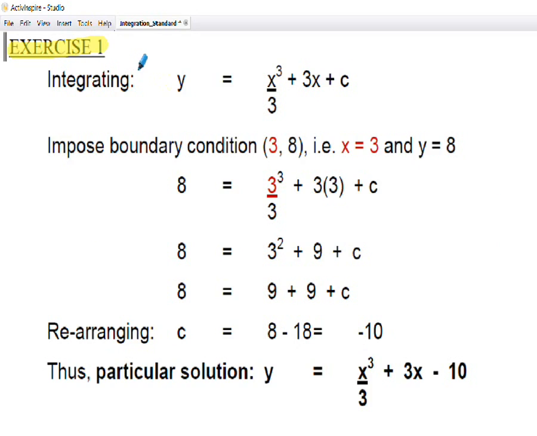Exercise 1 continued. I just repeated the general solution for convenience. I'm going to now impose the boundary condition into the general solution. We're given that x is equal to 3 and y is equal to 8. So all I do now is put the y is equal to 8 on the left hand side and the x equal to 3. Wherever I have an x, I put a value of 3 into the equation, and I just simply evaluate the equation. Again, a little bit of rearrangement here. I find my constant c is equal to minus 10. So my particular solution here, y is equal to x cubed upon 3 plus 3x, and then minus 10. That's the particular solution.